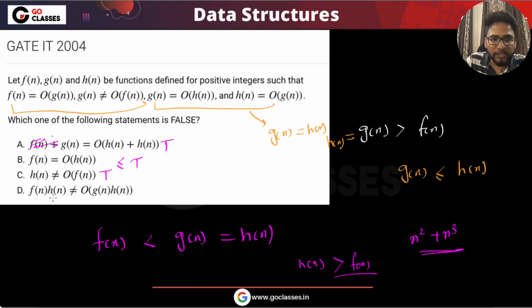What about this? They are saying F(n) times H(n) is not lesser than or equal to, meaning greater than, G(n) times H(n). So H(n) will get cancelled out. F(n) is greater than G(n), which is false, right? So that's why D is the correct answer, because D is false.